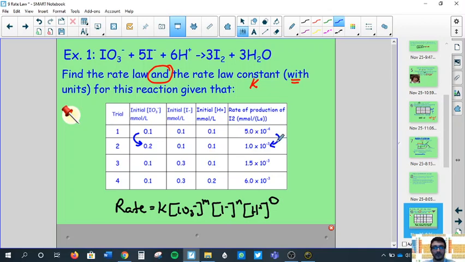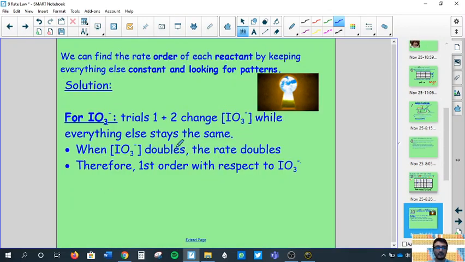It's doubled. Now, if you're stressed, or if you're just a bit anxious during a quiz, test, or exam, then all you do is take the bigger number and divide it by the smaller number. You're going to get 2. Okay. Now, what that means is, as we're comparing trials 1 and 2 for iodate, the conclusion that can be made is when iodate doubles, the rate also doubles.